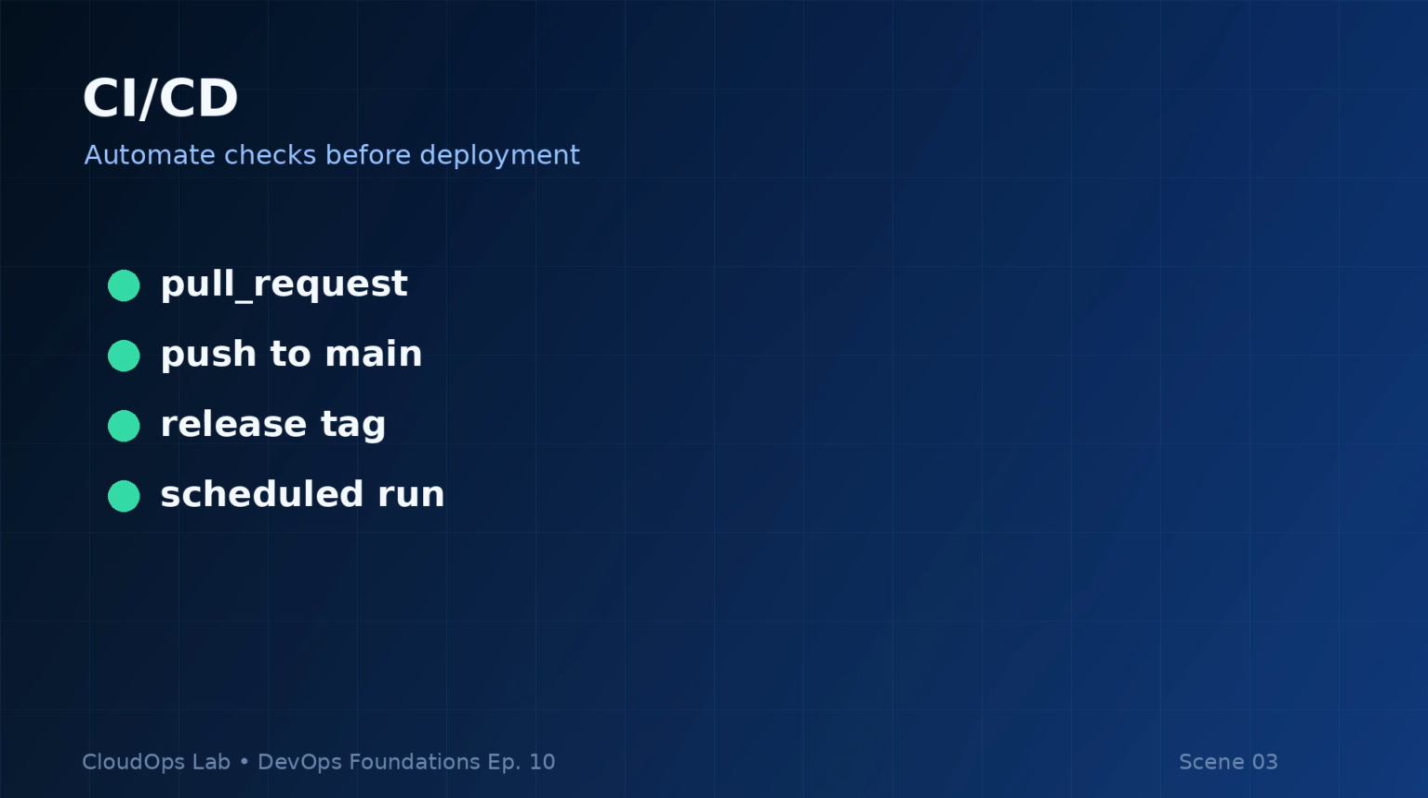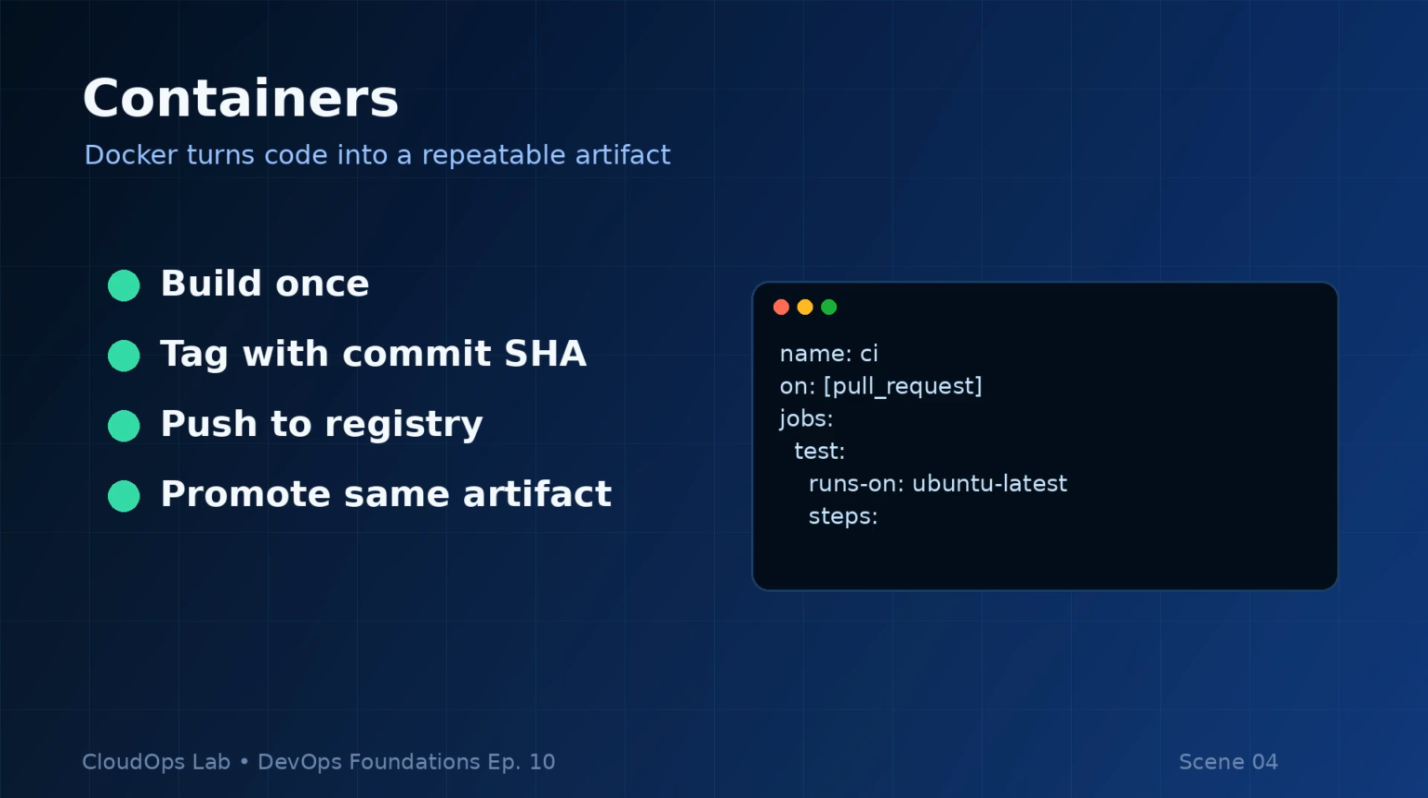Concept 3. Containers. Learn Docker by writing a Dockerfile, building an image, running it locally, and pushing it to a registry. This makes deployment much easier to understand. Concept 4. Cloud and infrastructure. Learn one cloud platform well enough to deploy a small app. Then learn infrastructure as code with Terraform so your environment is repeatable.